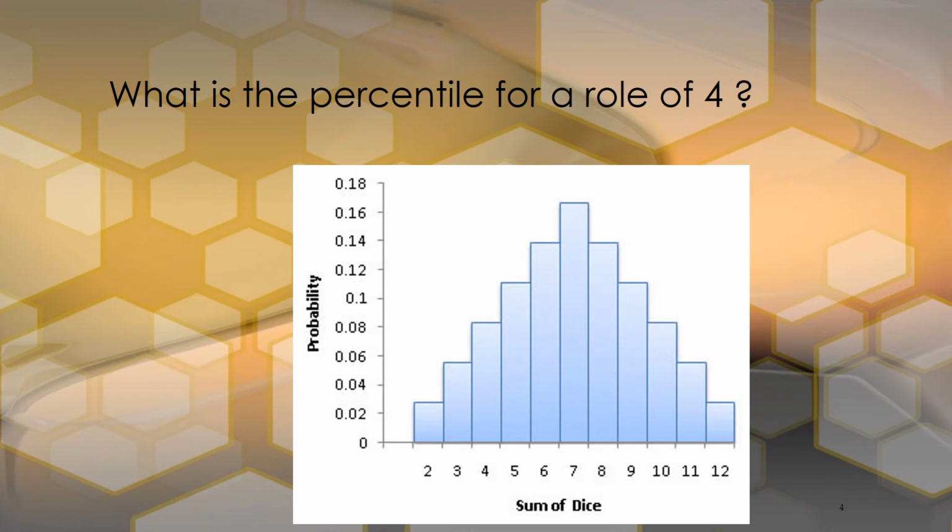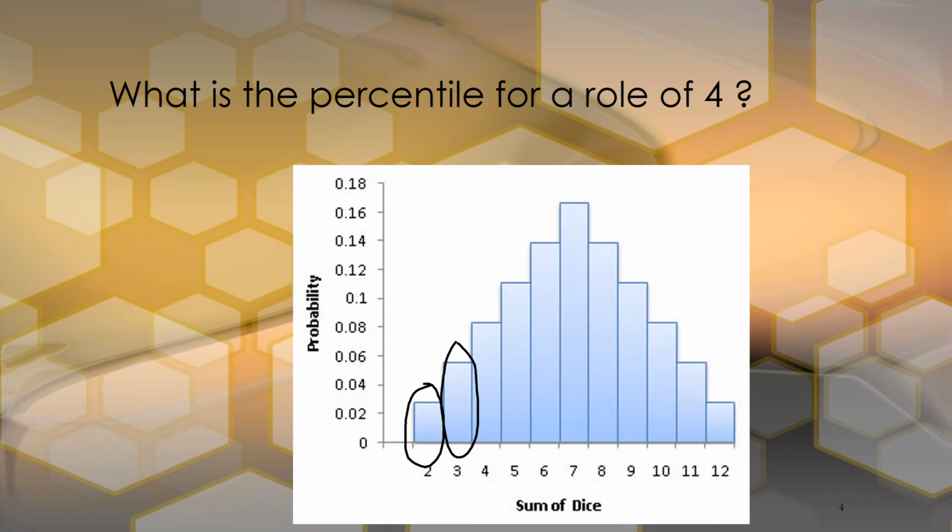So maybe you want to know, what is the percentile for a roll of 4? So basically you want to know what percentage or what proportion of the sums are below 4. So 2 and 3 are below 4. We don't count the 4 when we're calculating the percentile. So we want to know about this bar and this bar.